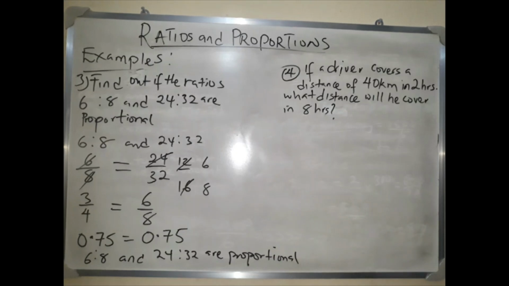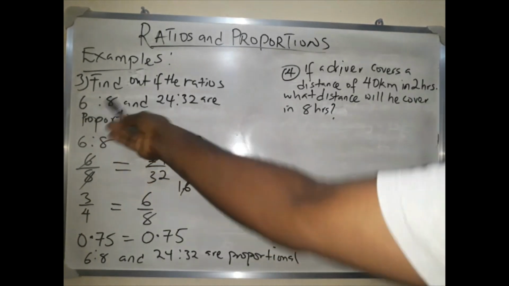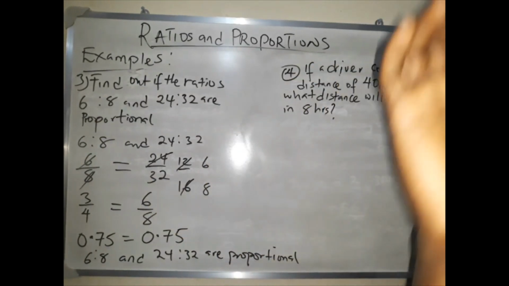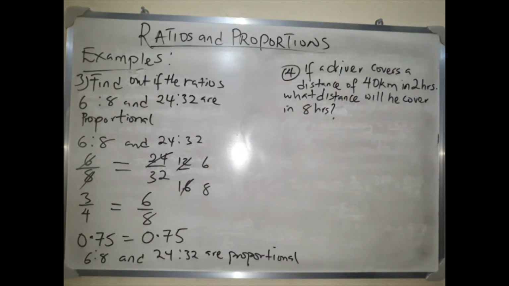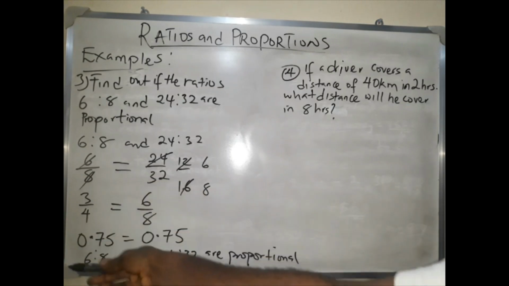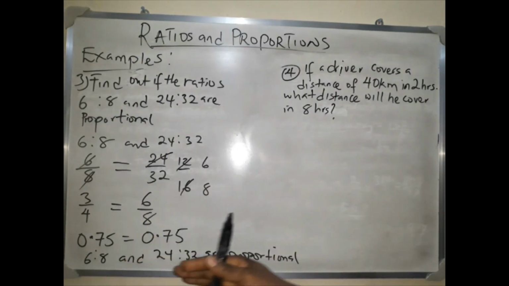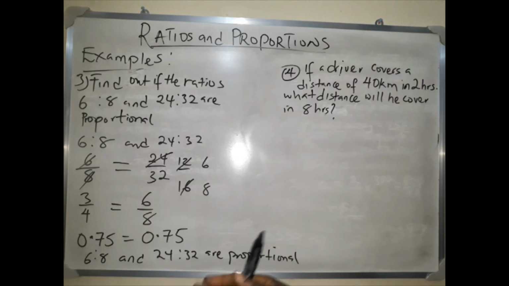And so what I did is I took these two ratios, I equated them to each other after converting them to their fractional form. After doing that, I reduced them to their lowest terms, and I divided the numerator by the denominator, which gave me the same decimal value. So once they are equal to each other, then they are automatically proportional.